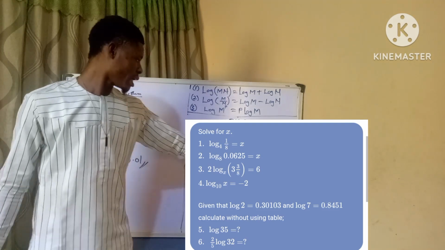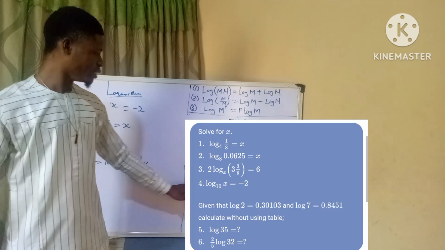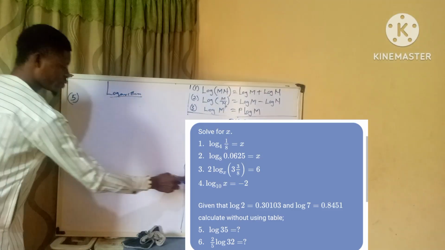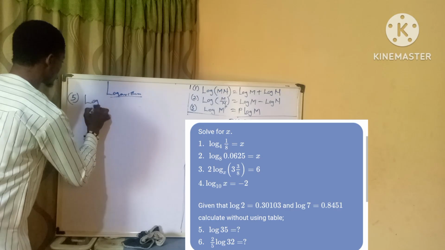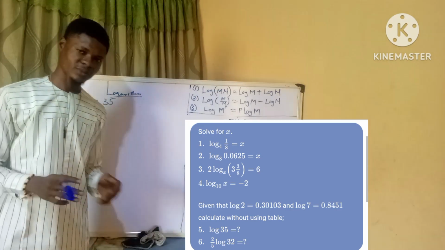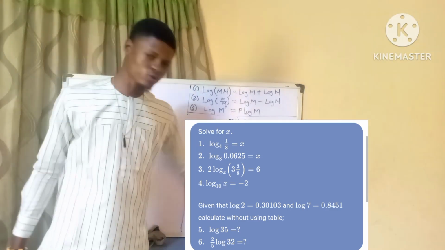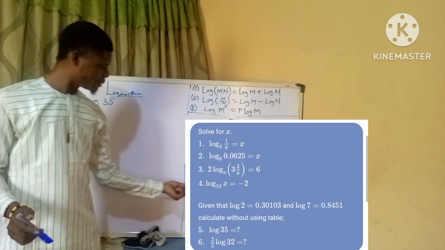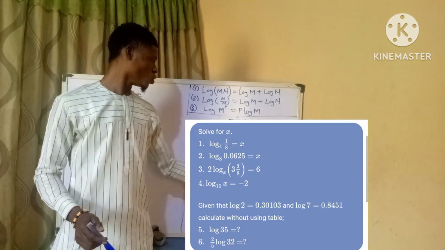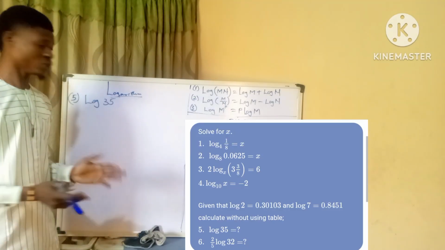So now, here, we said given that log 2 is equal to 0.30103 and log 7 is equal to 0.8451. Calculate log 35 without using table. So now, how do you go about it? We are given log 2 and log 7. So you look for a way to manipulate this 35 in form of log 2 or log 7, or probably both. Do you understand?